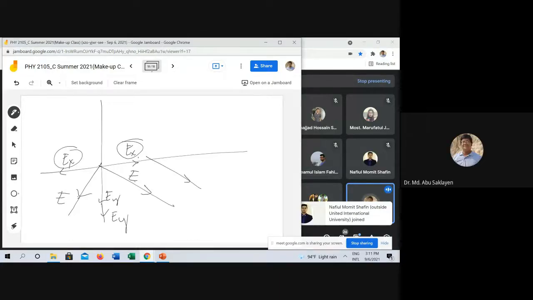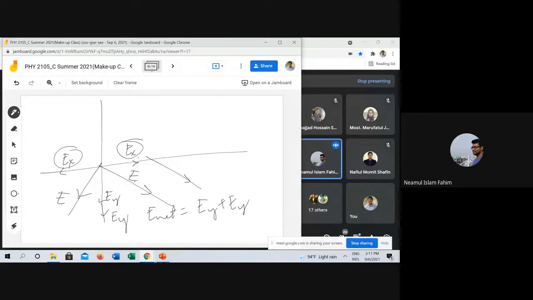So what will be the resultant? E net equal to EY plus EY. ইকুয়াল, তার মানে তুমি লিখতে পারো 2EY. E net equal to EY plus EY or 2EY. It is same.